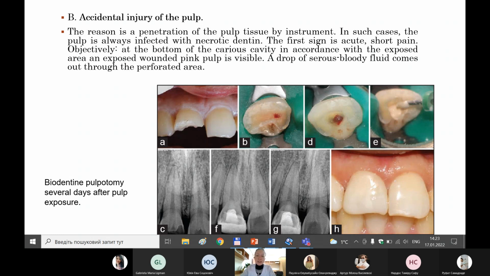Objectively, at the bottom of the caries cavity, in accordance with the exposed area, an exposed wounded pink pulp is visible, as you can see on this photo. A drop of serous bloody fluid comes out through the perforated area. Actually, this photo can show the pulpotomy procedure for several teeth with the biodentine.